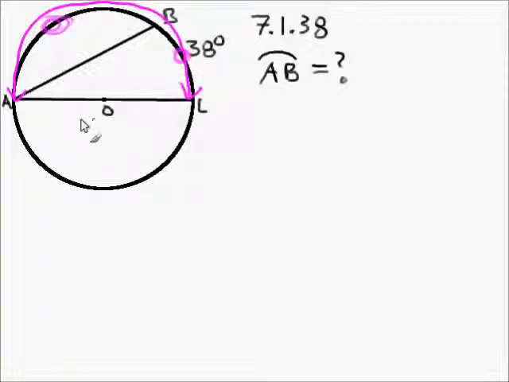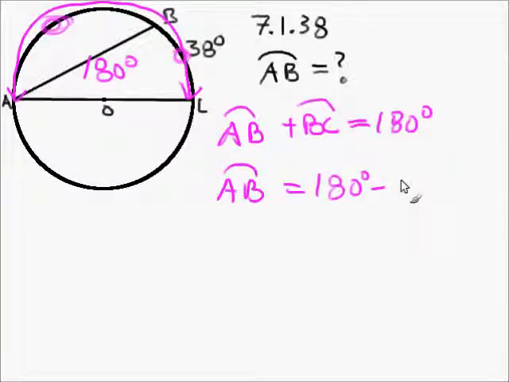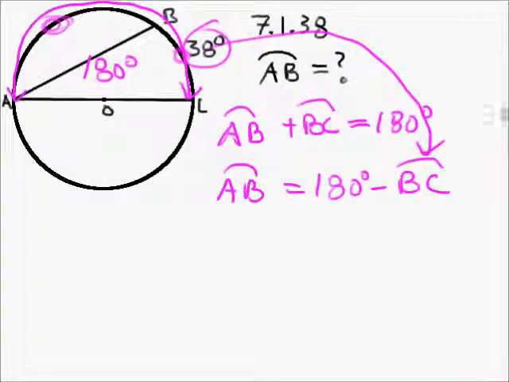And that these two, AB and BC, compose a diameter, 180 degrees. So AB plus BC is 180 degrees. AB is equal to 180 degrees, that semicircle, less the measure of BC. Oh yeah, BC was 38. We were given that. So we're going to be able to know that AB is 180 minus 38, 142 degrees.